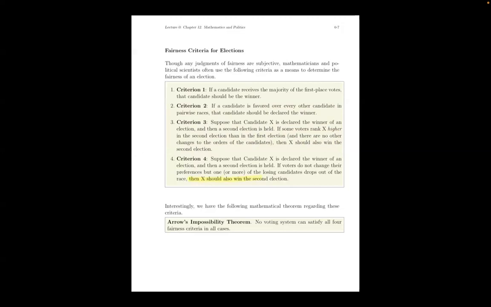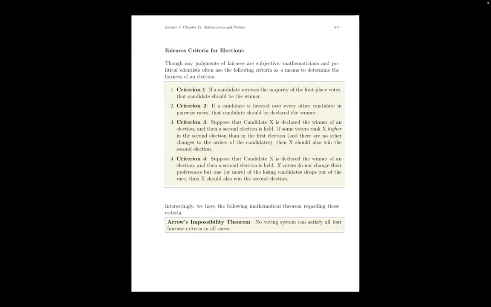And though these are sort of exotic examples and situations to create or to come across in elections, they can happen. And it turns out that in trying to meet all 4 of these election criteria, no voting method can actually do that.